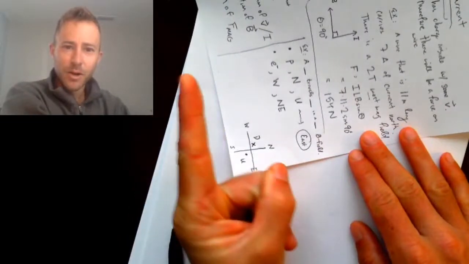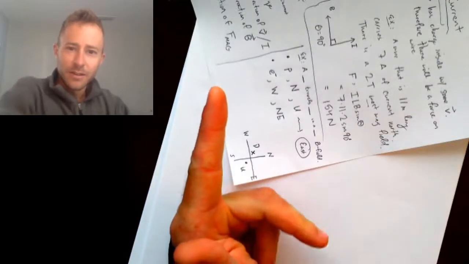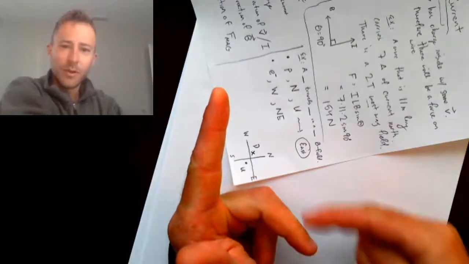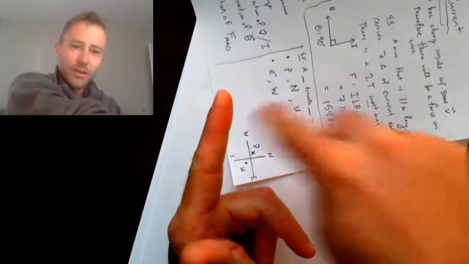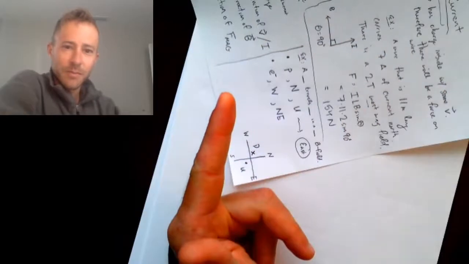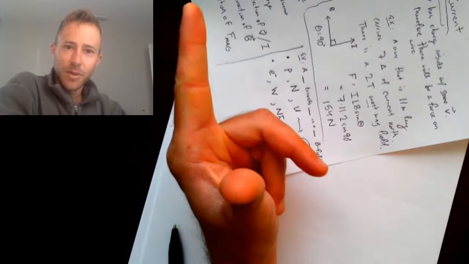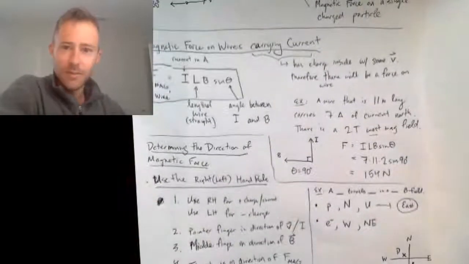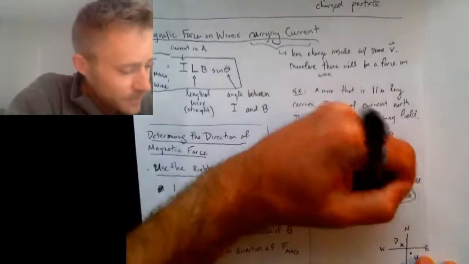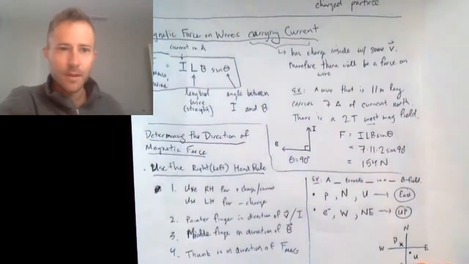So here I have my pointer finger going west, and see how my middle finger is pointed northeast according to this system, right? Northeast is in that direction. Okay? And I can see that my thumb, when I do that, is up towards the camera. So that means that the direction of the force is out of the page, which is up. Okay?